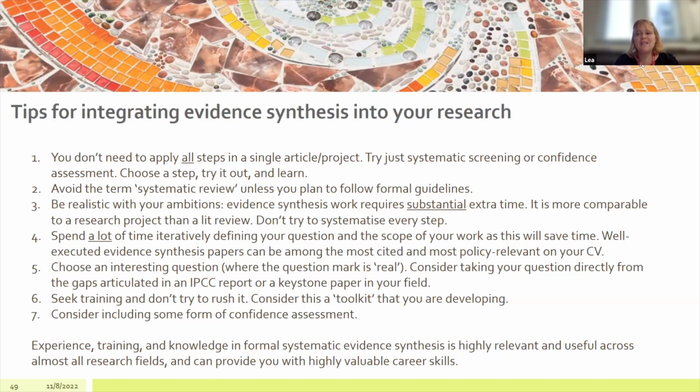And seek training. There's a lot of online training. So think of it as something you're building slowly over time. Don't be overwhelmed. You can take one online workshop, try a few things, etc. So don't be overwhelmed and feel that you have to do 6 months of a course before you feel comfortable writing a paper. Try one new thing. And again, consider including some form of confidence assessment. These are really, really valuable skills that you can start to pick up moving forward.